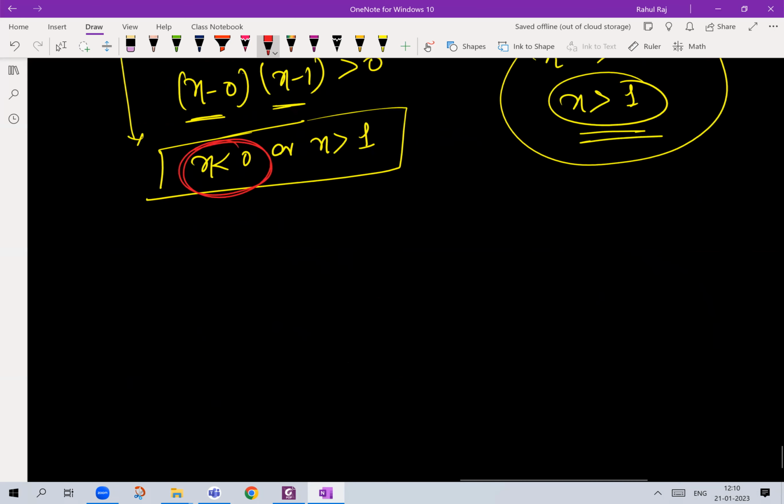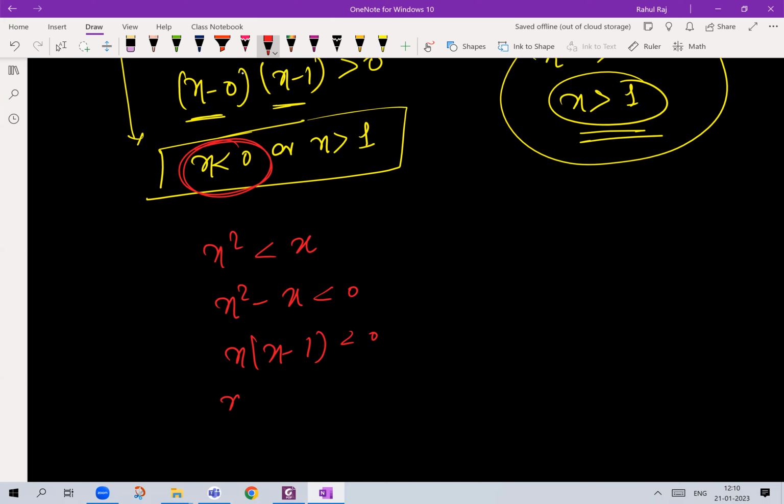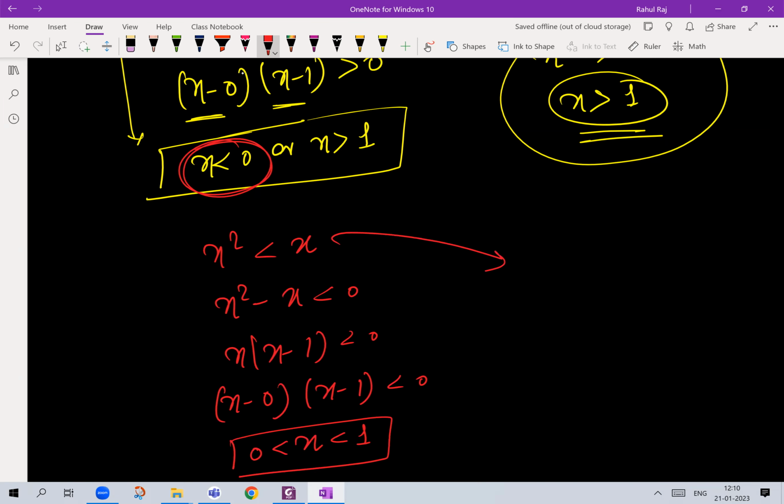In the same way, if I say x square less than x, it means x square minus x is less than 0. x into x minus 1 is less than 0. That is nothing but x minus 0 into x minus 1 is less than 0. So x lies between 0 and 1.